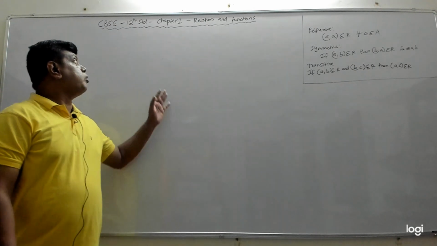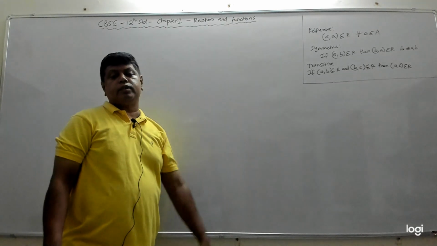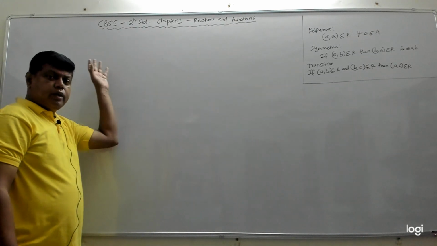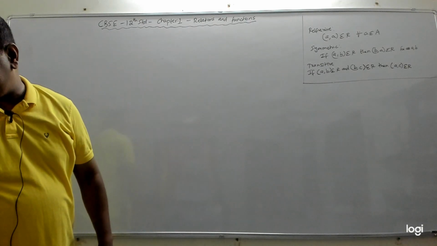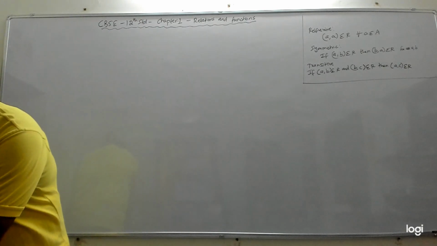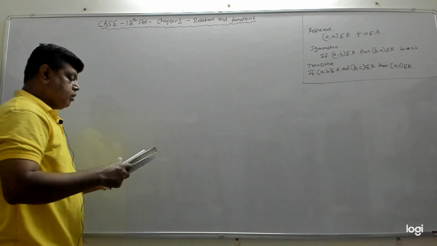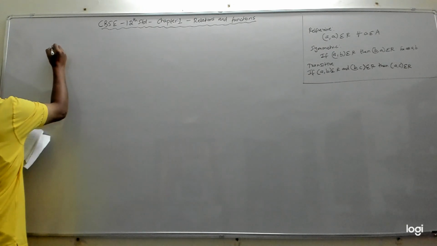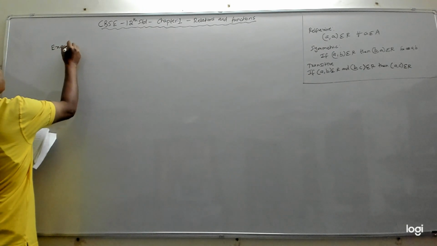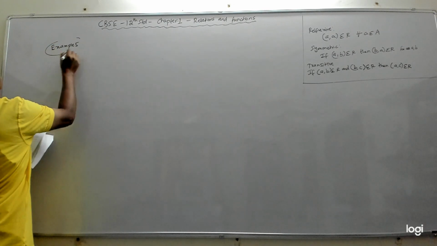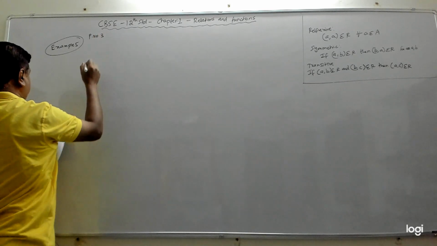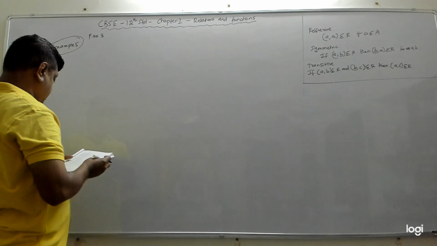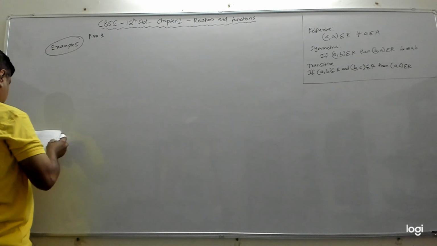In this session, we'll continue with Chapter 1 Relations and Function from 12th Standard CBSE Mathematics. We'll continue from example 5 on page number 3 in your textbook. So, example 5 from page number 3 in your textbook, which is what is given.